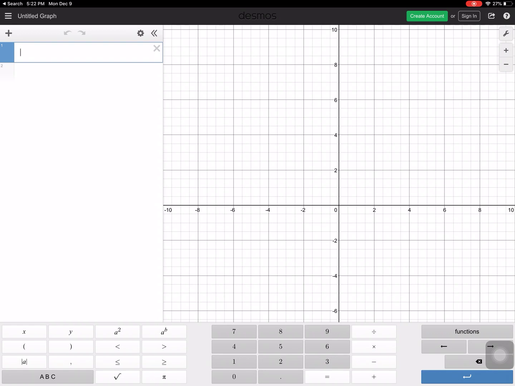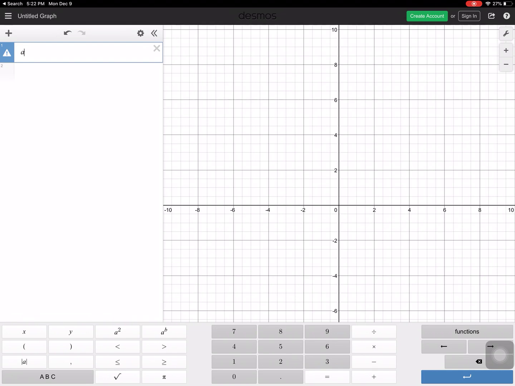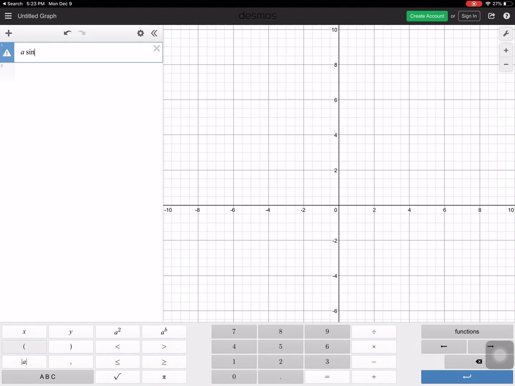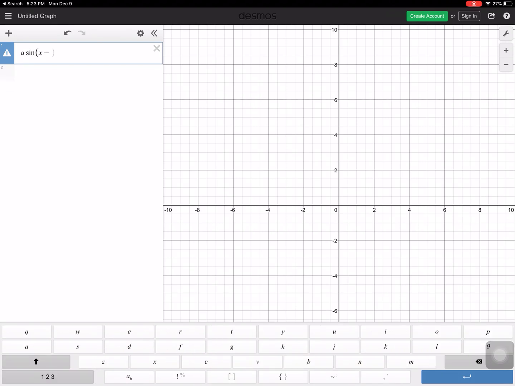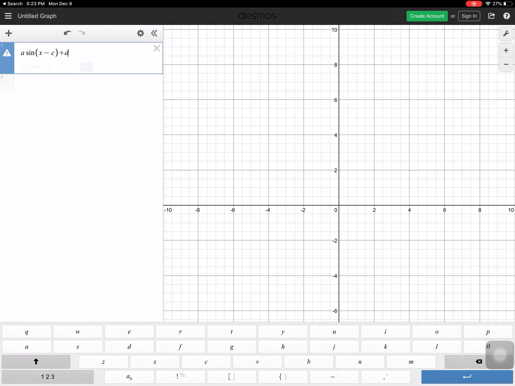So let's say I need to spell out S-I-N, sine, bracket x, subtract C, plus D. You can put any letters you want in. Here in your textbook, they've given you them separately. I'm putting them all into one, so we can see them all at one time, okay?